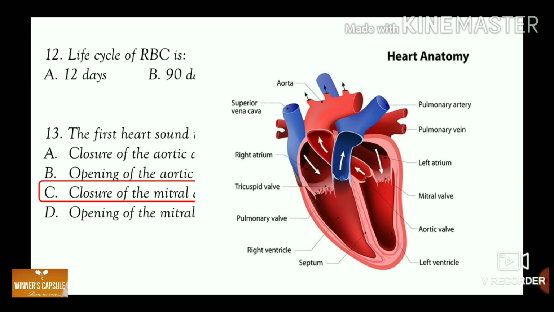As you can see in the picture, this is the anatomy of heart. Here we can see the tricuspid valve, and this is the mitral valve. This is the right heart chamber. This is the left heart chamber. Here we can see this is right atrium, this is right ventricle, this is left atrium, and this is left ventricle. So first heart sound is produced when this tricuspid and this mitral valve are closed. So closure of mitral valve and tricuspid valve results in the first heart sound.